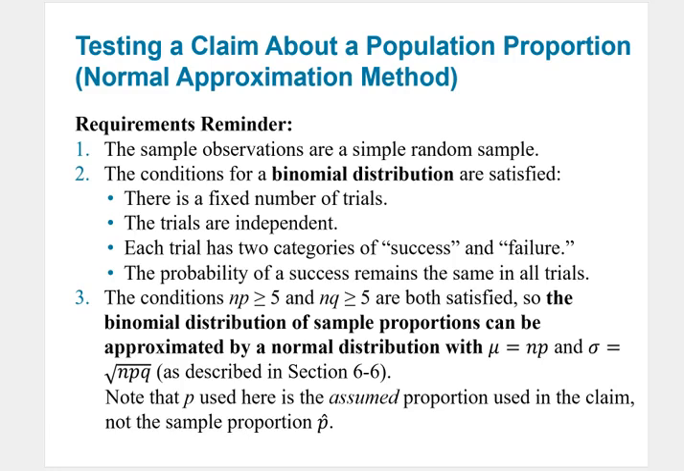Reminder that when we are testing these population proportions, it has to meet all of these requirements. Number one, the observations have to be simple random samples. They have to meet all the conditions for the binomial distribution that we talked about way back in previous lessons. And I listed those here. Remember, your n times p has to be greater than or equal to 5, and your n times q has to be greater than or equal to 5. So please make sure you're satisfying all these before you get started.